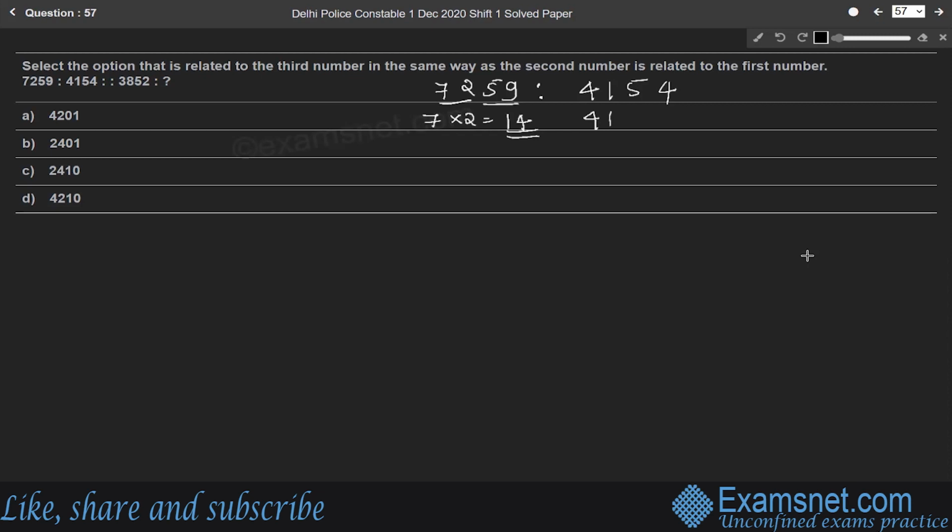And the last two digits, 5 and 9. 5 into 9 is 45, and reversing 45, you get 54. So the code is 4154. Similarly, 3852 is coded as what? First two digits 3 and 8. Their product is 24. We have to write the reverse of this number, that is 4 2.